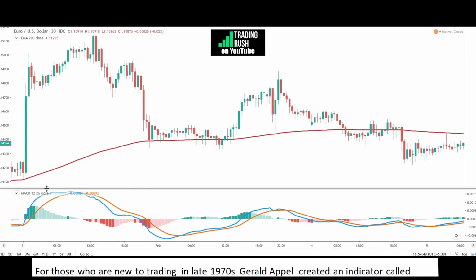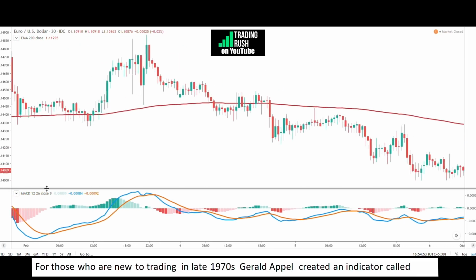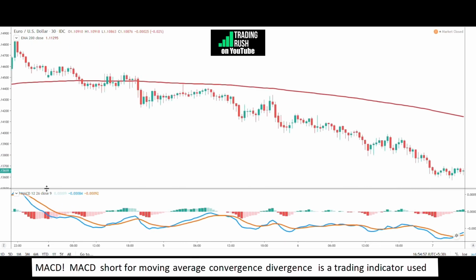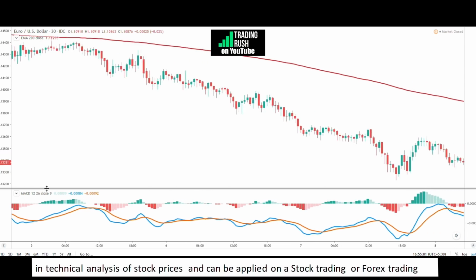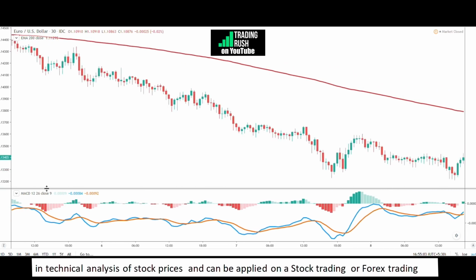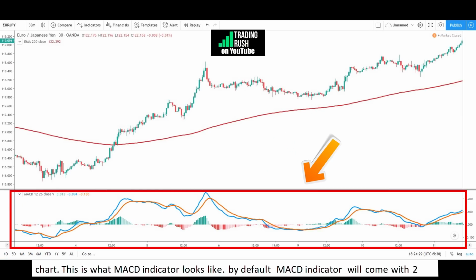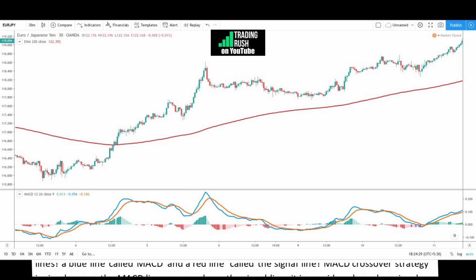For those who are new to trading, in the late 1970s, Gerald Appel created an indicator called MACD. MACD, short for Moving Average Convergence Divergence, is a trading indicator used in technical analysis of stock prices, and can be applied on a stock trading or Forex trading chart. This is what the MACD indicator looks like. By default, the MACD indicator will come with two lines, a blue line called MACD, and a red line called the signal line. The MACD crossover strategy is simple.